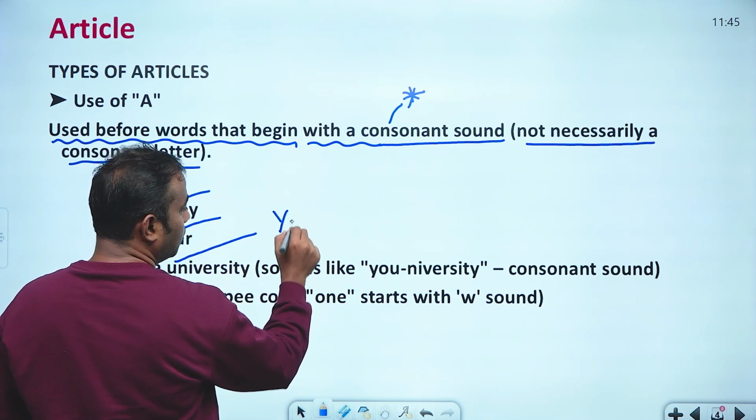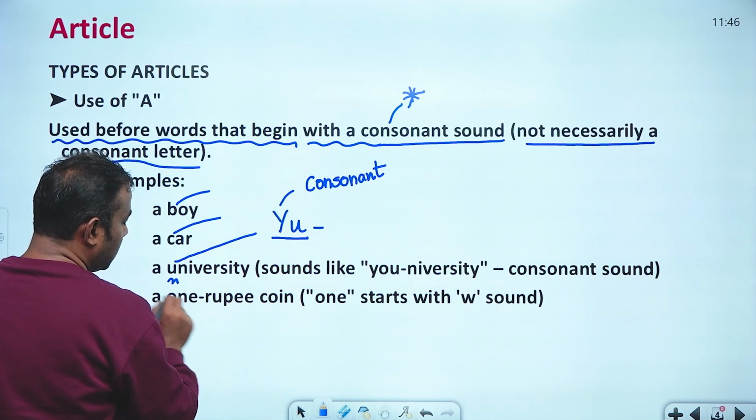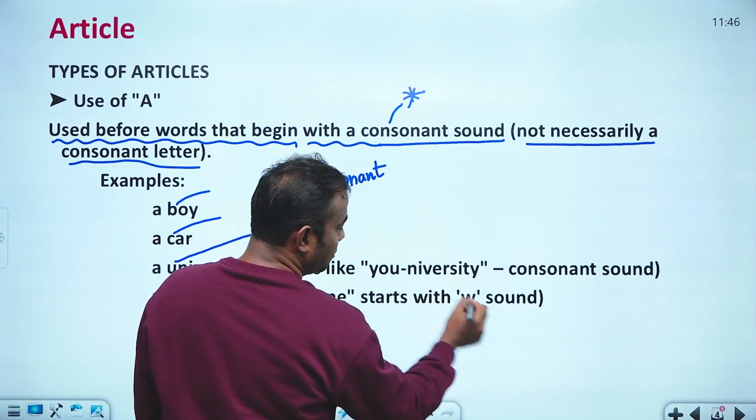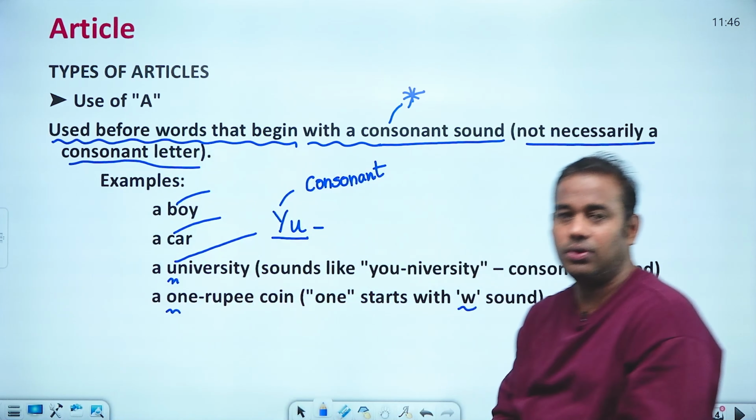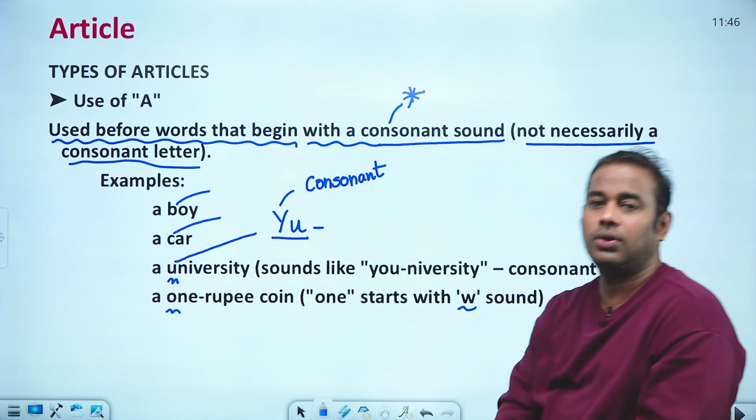So since it starts with a consonant sound, Y is a consonant, that's the reason why we cannot use an in front of university. An university is wrong. And 1 rupee: a 1 starts with a W sound. So that's the reason why it does not take an. It's a one.